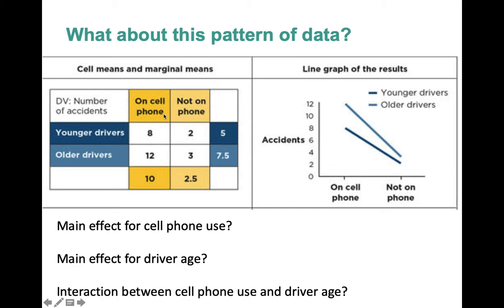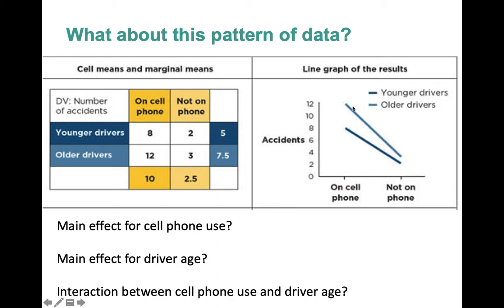Okay, so young drivers, we can say that the cell phone doesn't affect them quite as much. They get in 6 more accidents. Older drivers, the cell phone seems to affect them more. They get in 9 more accidents. So this average of 7.5 is really found between a difference of 6 accidents versus a difference of 9 accidents. Okay, and that's graphed over here.